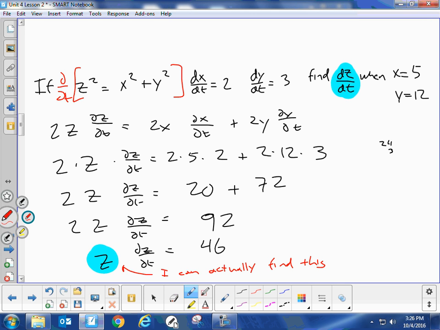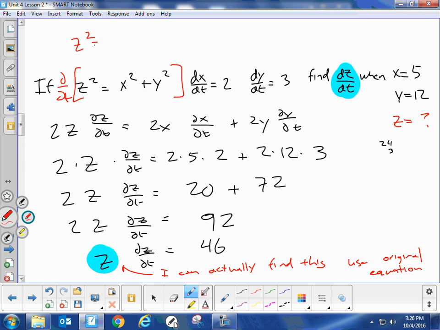I actually can find that z that wasn't given to us, and we can actually get just a numerical answer for dz/dt. How do you think I find z for the situation, Mr. Ramanetti? Yeah, you can find what z is when x is 5 and y is 12 using my original equation. It ends up being 13 because it's a 5, 12, 13 right triangle if you think about a squared plus b squared equals c squared.